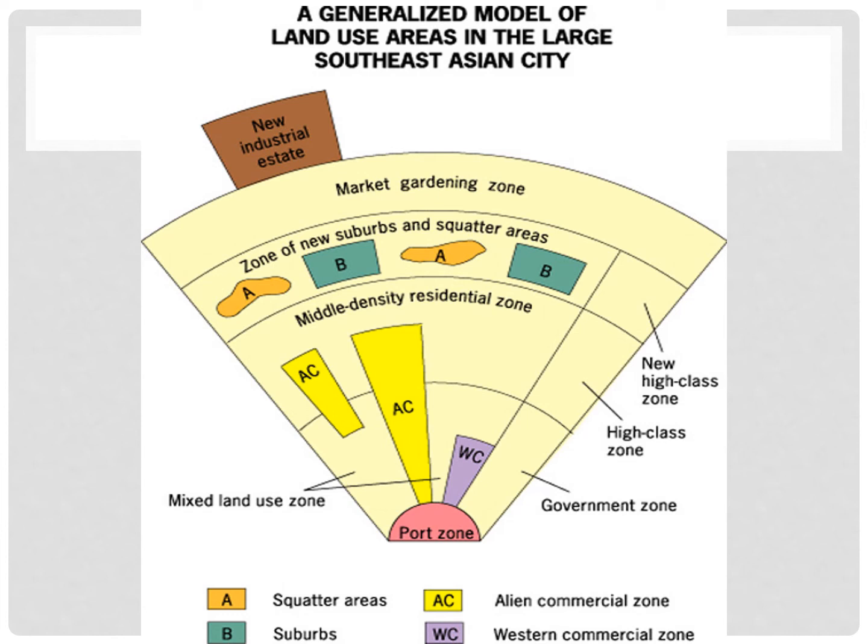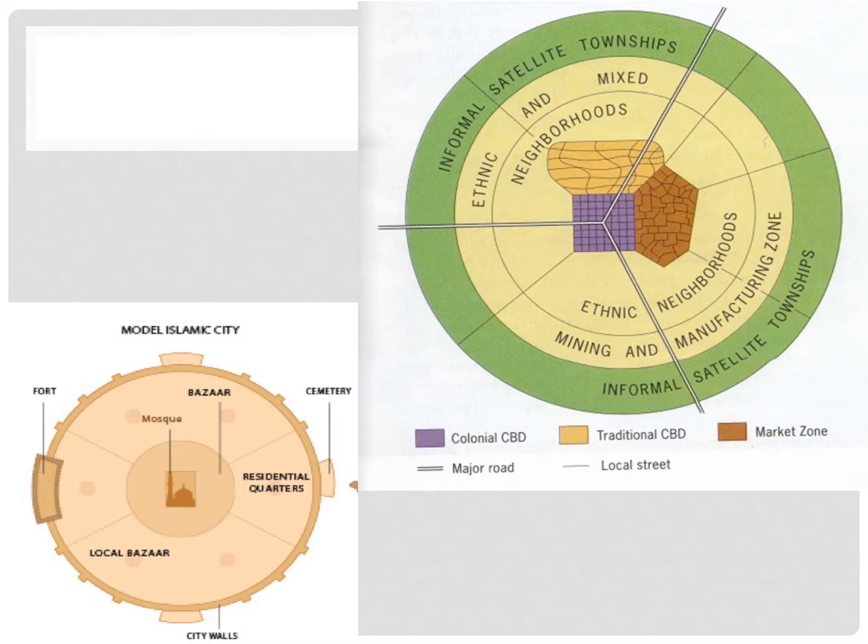And due to Chinese immigration into Southeast Asia, the Alien Commercial Zone is dominated by Chinese businesses. The high-class residential is again closer to the city center and farther from the new manufacturing region of the city's periphery. Squatter settlements are mixed with middle-class suburbs, and the model includes a market gardening zone where light agriculture takes place. Our final urban model comes from Africa.